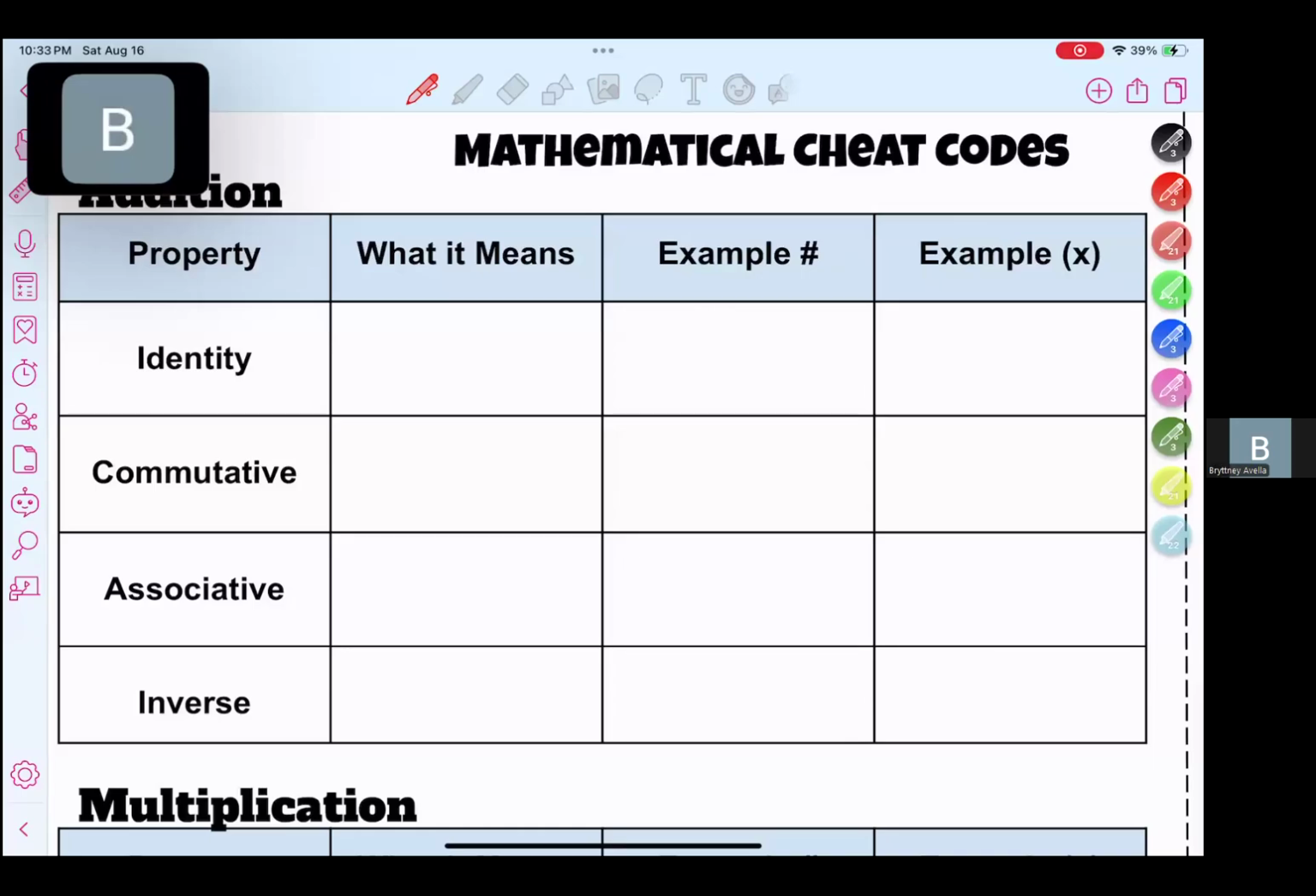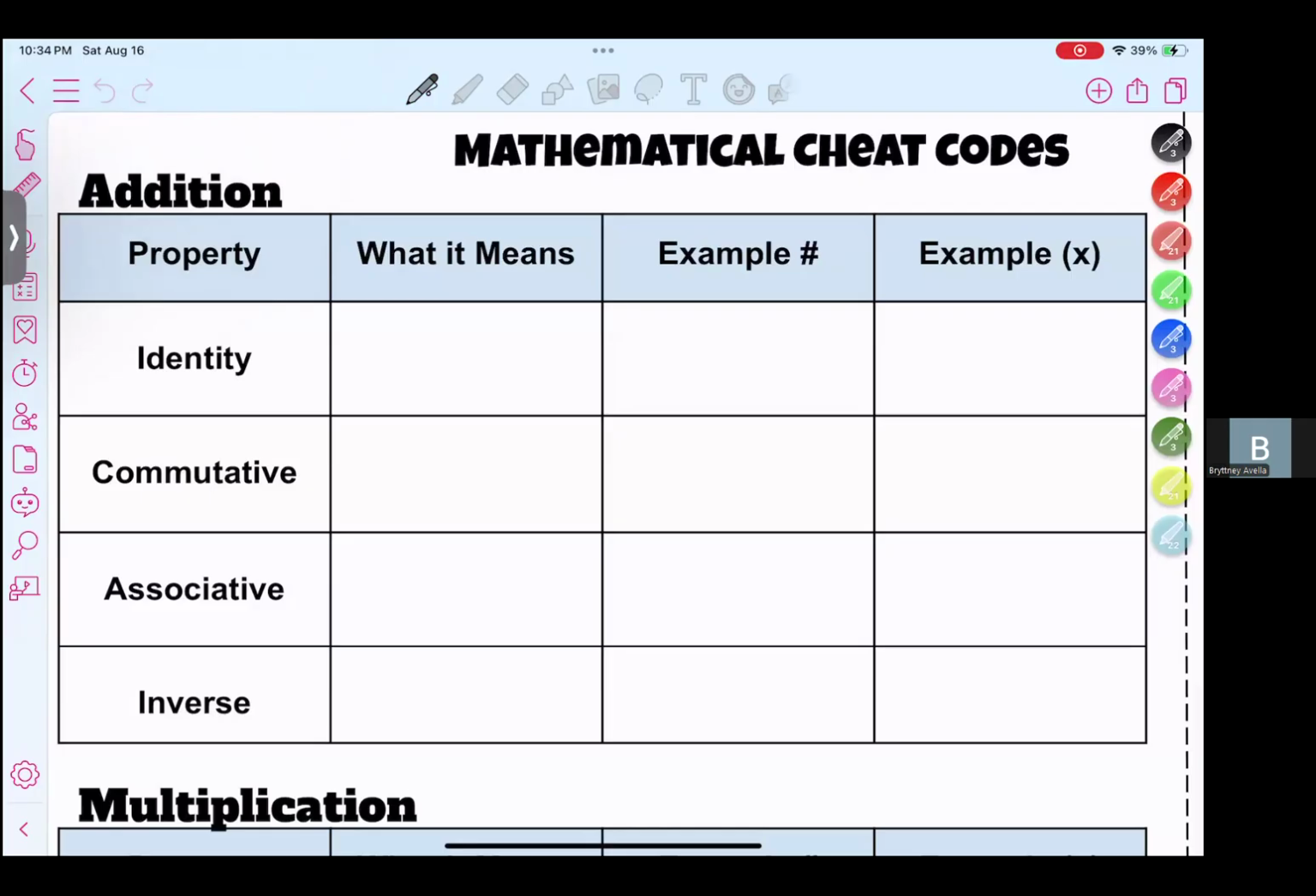All right, guys, so today we're going to talk about mathematical cheat codes. And what mathematical cheat codes are is basically things that help you just do math faster if you know what they are. If you don't, that's okay. You can still complete the math. This just is to help you out so you could do things a little bit faster if you knew these.